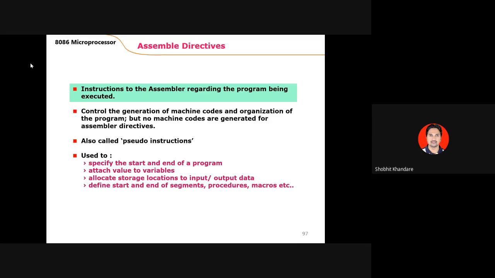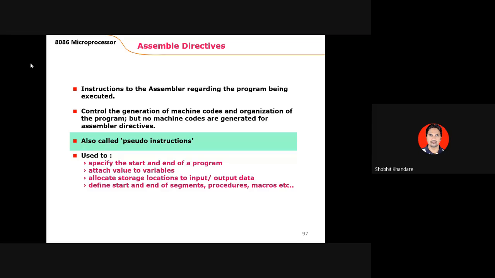So what is your first sentence? Instructions to the assembler regarding the program being executed. They are also called pseudo instructions, the third point below. Can any one of you tell me the dictionary meaning of pseudo? Here P is silent. What is the dictionary meaning? False. Yes, you are right.